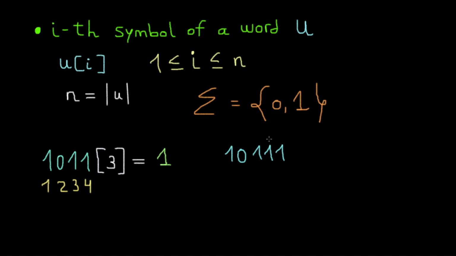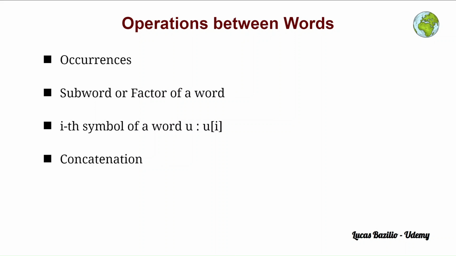The same, for instance, if we have this word and we want to access the symbol at position 2. We can see in this case how the second element is this one, so we just write 0. So as we see, to represent the ith symbol of a given word, it is very easy and simple to do. Good, let us study now the operation of concatenation between words.